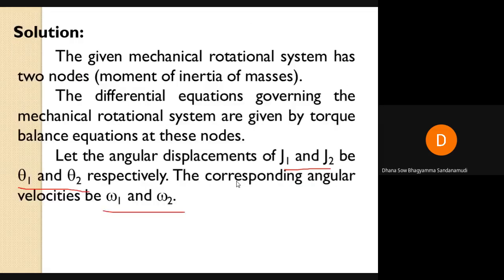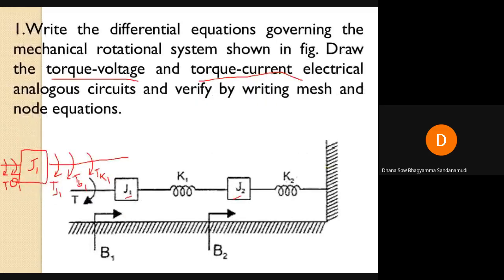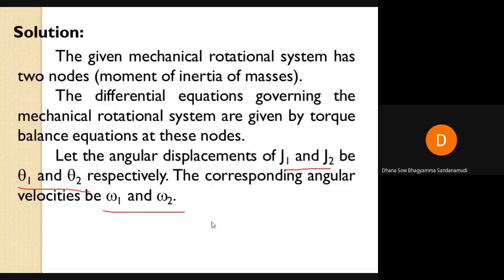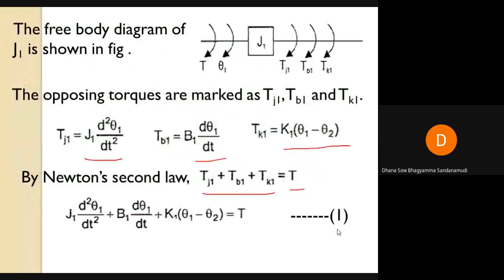Why? Because K1 has two free ends. So the differential displacement you must consider. Let us consider the angular displacement at node 2 is theta 2. We have already considered that here, so no problem. Let us consider this as equation number 1.